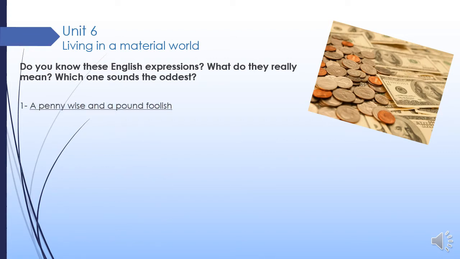A penny wise and a pound foolish. So someone is wise with a penny and foolish with a pound. More or less, this means you are economical in small amounts or small matters, while being wasteful in large ones, while wasting money when you have larger quantities.